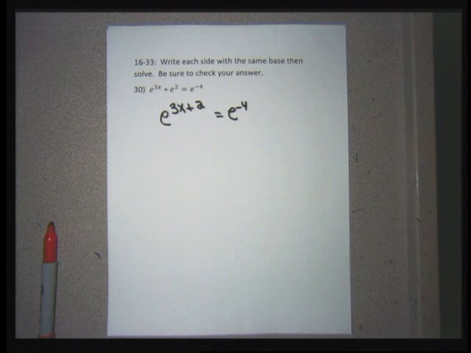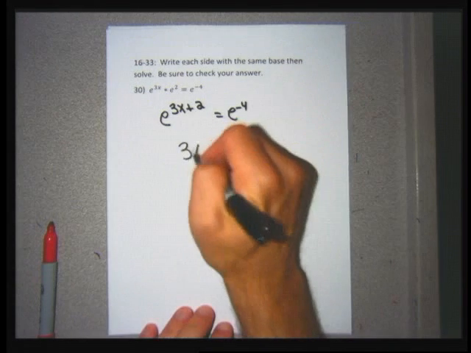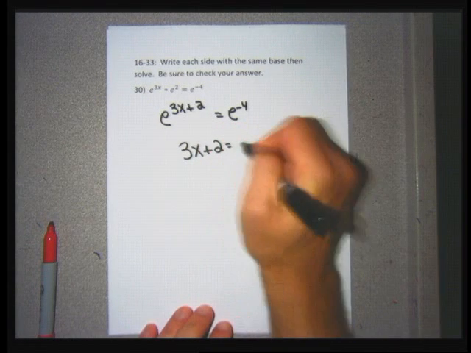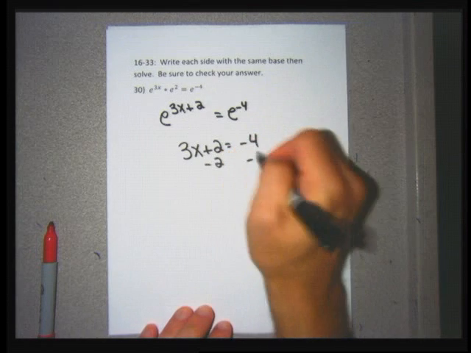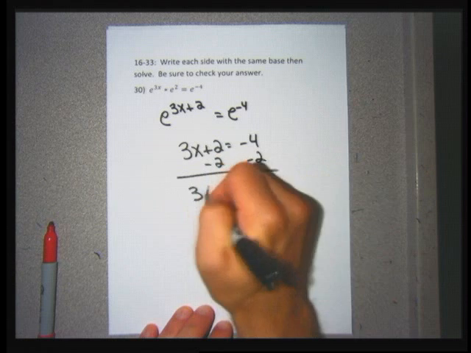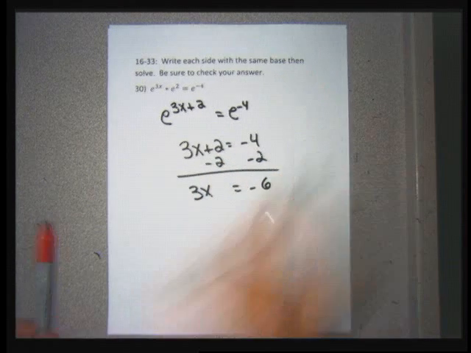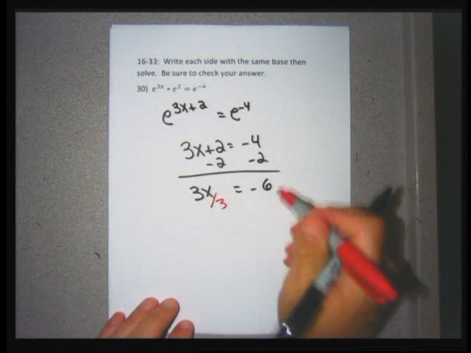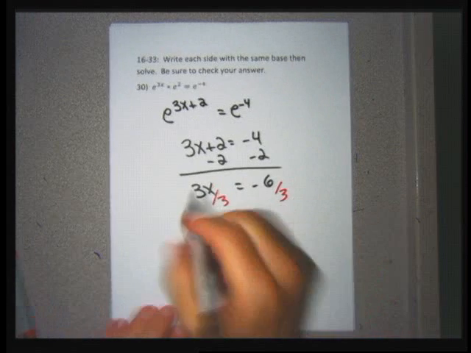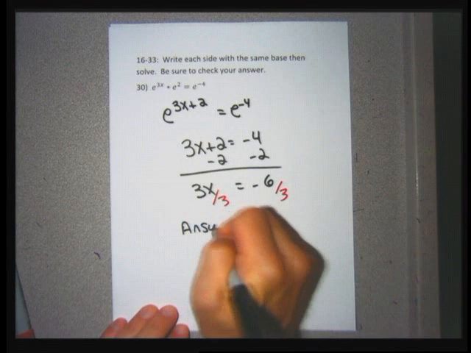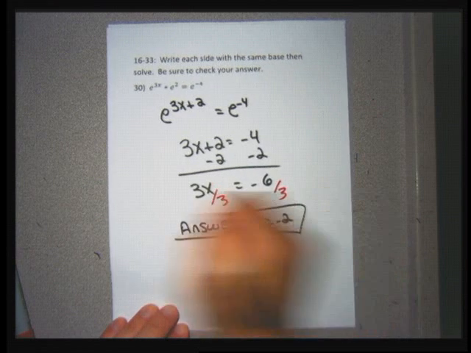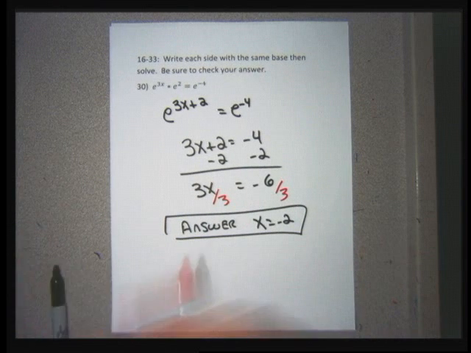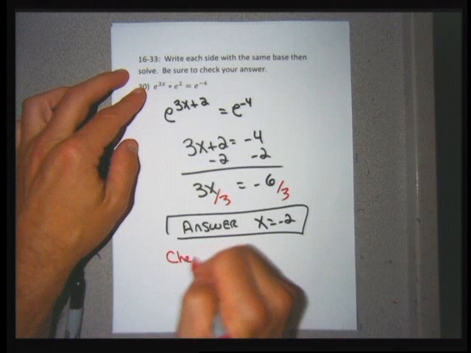Now that I've simplified the left-hand side using a rule of exponents, I have the bases the same on each side. I drop the bases and equate the exponents. Here I'm going to subtract 2 from both sides and get 3x equal to minus 6. Then I divide both sides by 3 and get my answer, which I believe is correct, of x equal to minus 2. Again, I should check this, so I should go to the original problem.